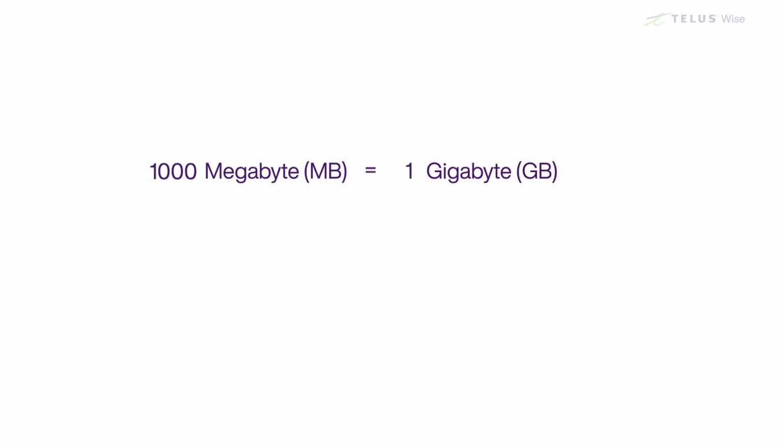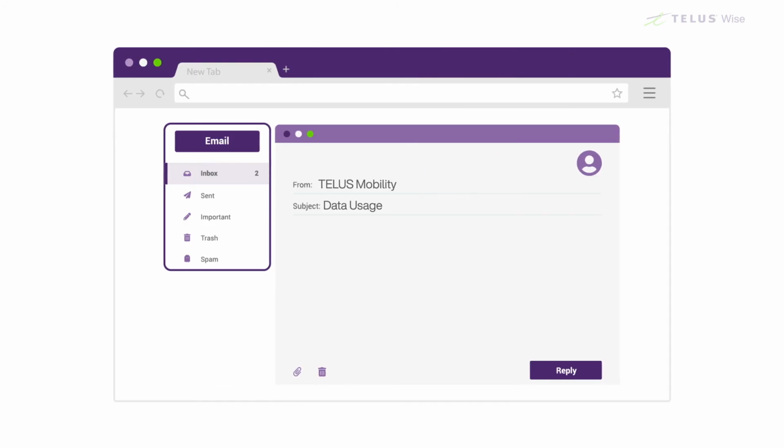1,000 megabytes equals 1 gigabyte. Things like an email will be a few megabytes or less, while a video might be hundreds of megabytes or more. You can usually ask your internet or wireless service provider to let you know if you're getting near your data limit.